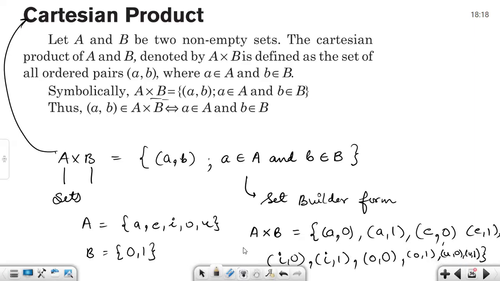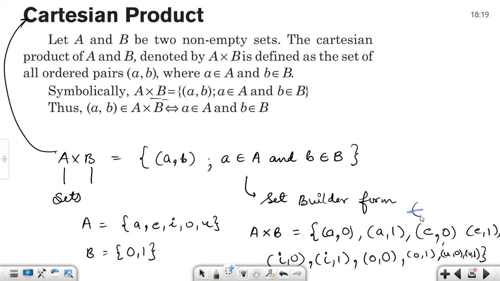And that is our Cartesian product set. So what we are doing is that the first element can be any element from set A, and the second element can be any element from set B. The only condition is that there cannot be two same ordered pairs in the Cartesian product. Like we cannot write A1 twice because it's already there, so no use of writing this again.